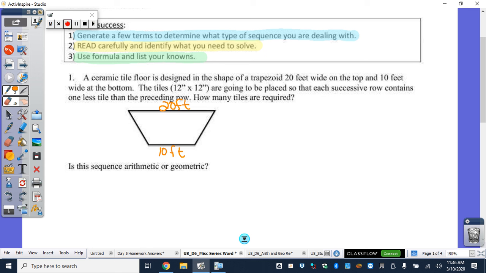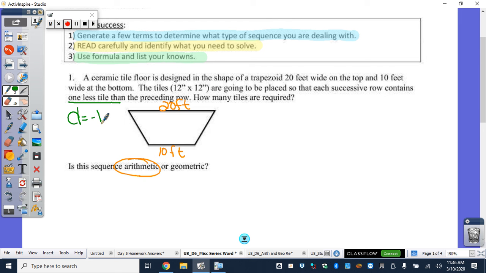So, is this an arithmetic or geometric sequence? Arithmetic. We know it's arithmetic because it says right here it's one tile less. That means we have a common difference here of -1. Each row has one less than it did the row before it.